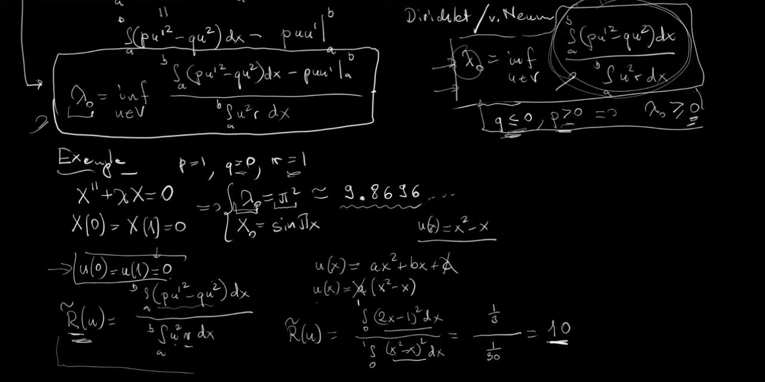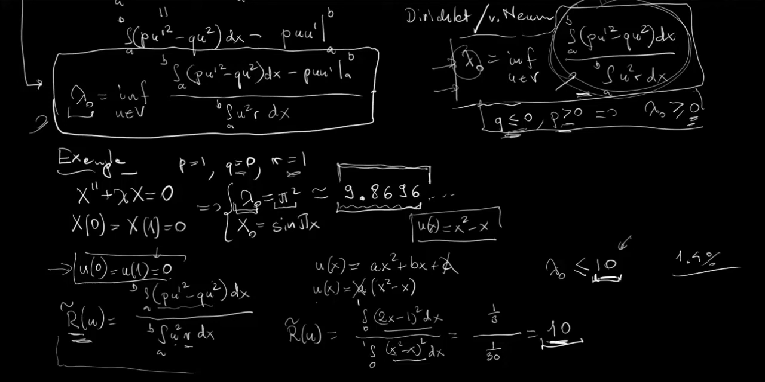So what we know from choosing such a function, the first function that comes to our mind, is that lambda 0 is definitely smaller than or equal to 10, because that's what the Ritz principle says: lambda 0 should always be smaller or equal to this thing that stays here, right? But look, the number 10 is very close to this one. If one says that the lowest eigenvalue here is equal to 10, he makes an error of only 1.4%.